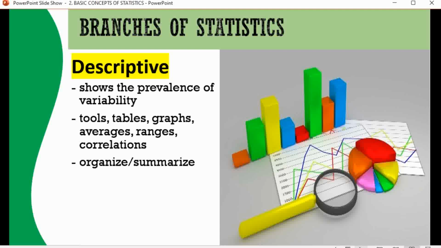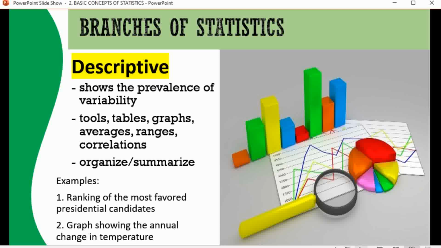Examples under descriptive statistics are the following. Ranking of the most favored presidential candidates. How is this considered descriptive? It's because presidential candidates would likely focus on the entire voting population. So it does not only include a certain part of the country, but ideally uses the entire voting population of the country.